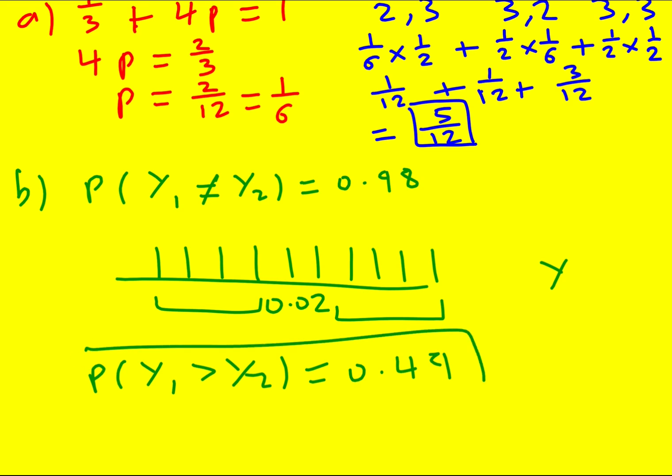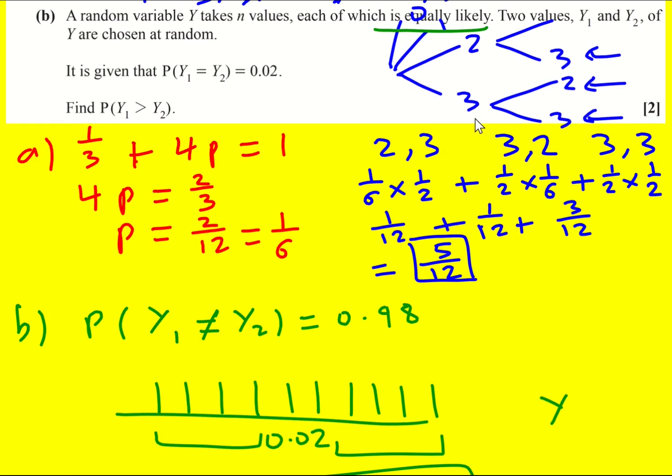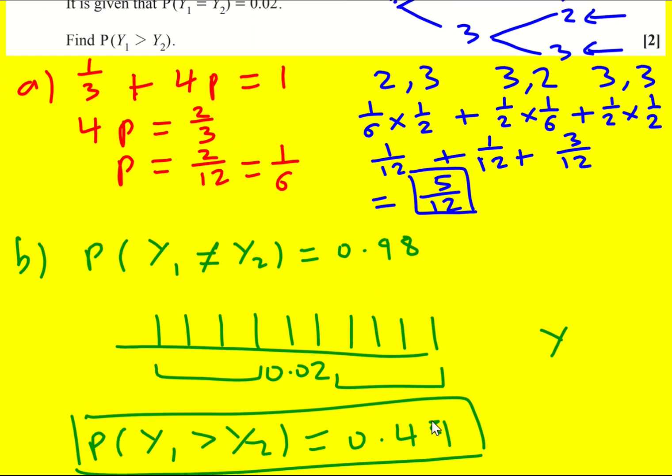So this question is just testing your understanding of the symmetry of the problem. Because when it's equal, it's 0.02, so when it's not equal, it's 0.98. It's the same either side because they're all equally likely. So I divide by 2, it's 0.49 either side, and that's going to be my answer.